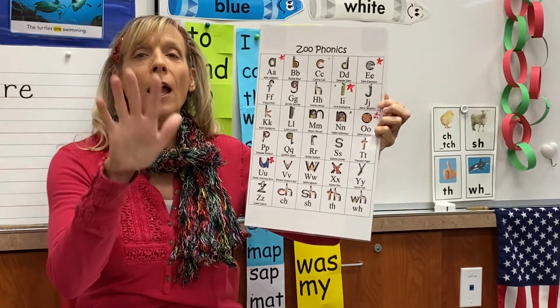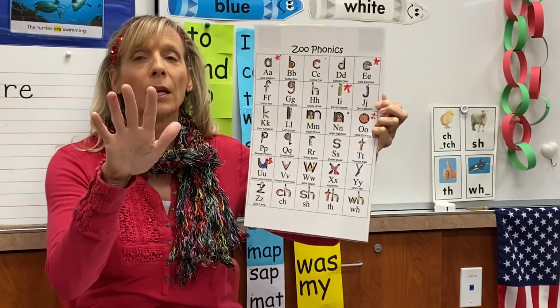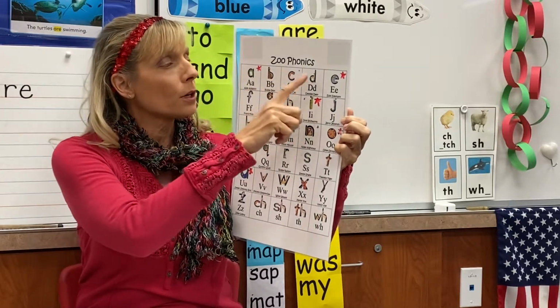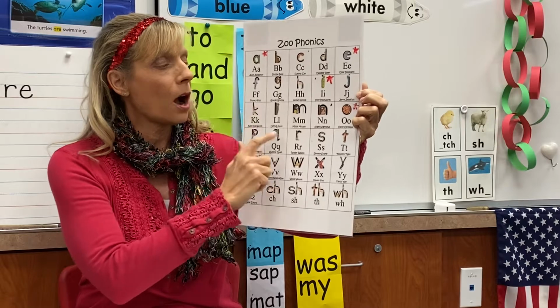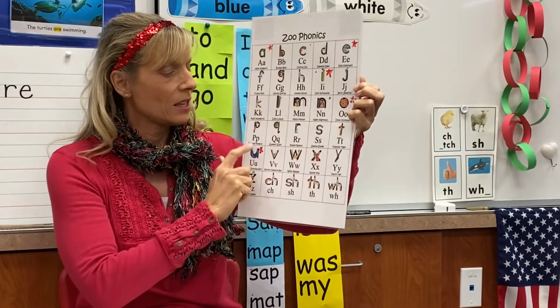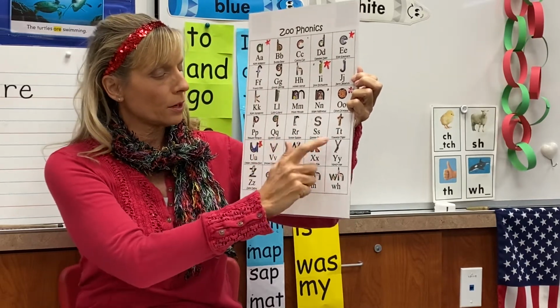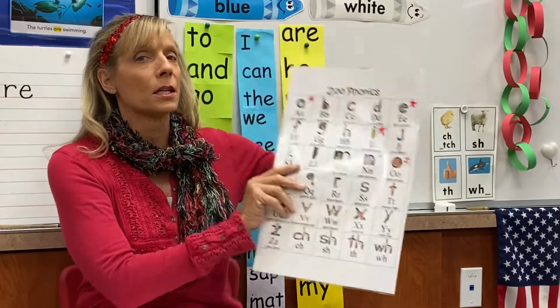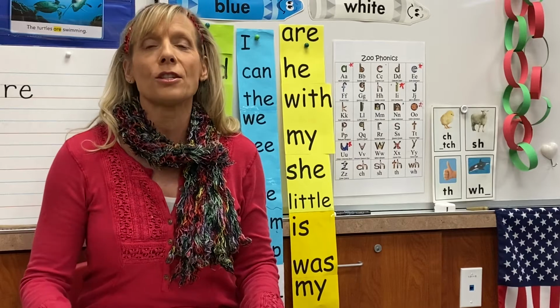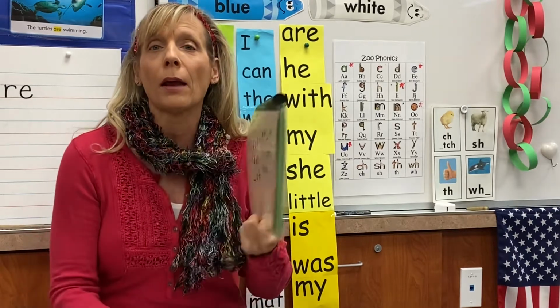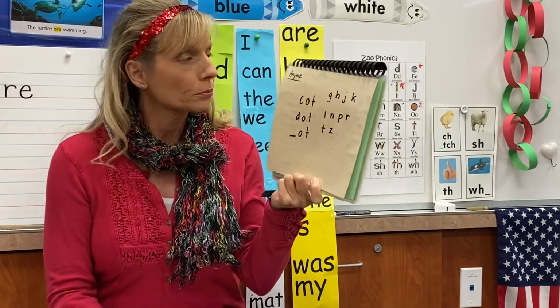There are 5 vowels in the alphabet, and the rest of the letters are called consonants. Okay, so we have vowels and consonants. Let's get to our rhyming. Rhyming hands up, everyone. Please participate.